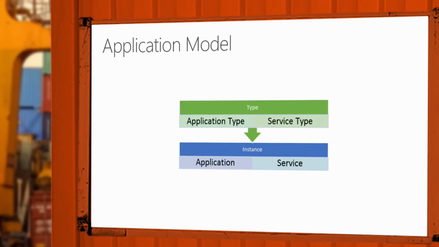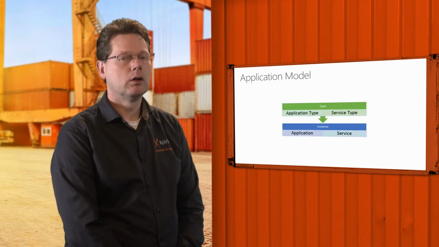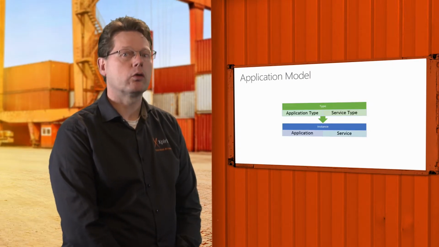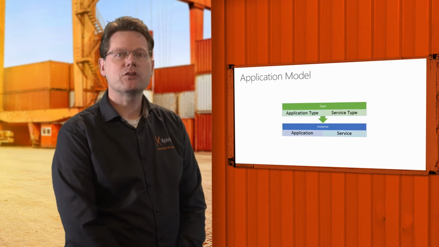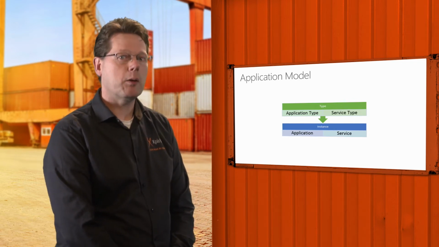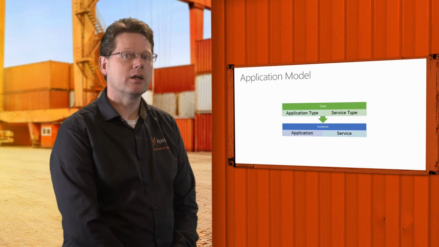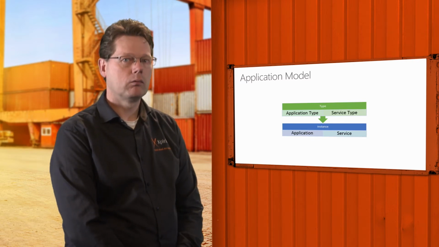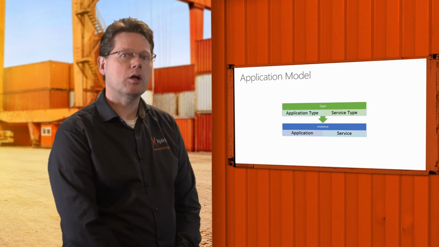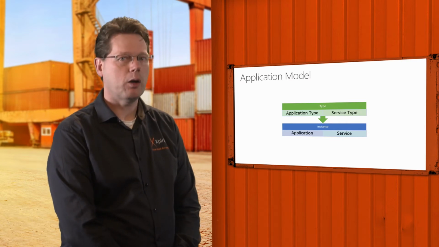Creating an application instance requires an application type. This is the template that specifies which services are part of the application. This concept is similar to object-oriented programming. The application type is the class definition, and the application instance is the instance of the object. Multiple application instances can be created from one application type.